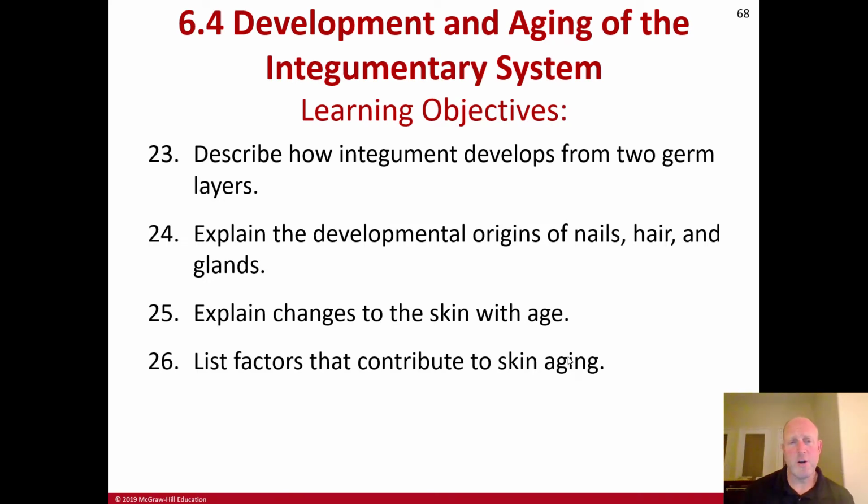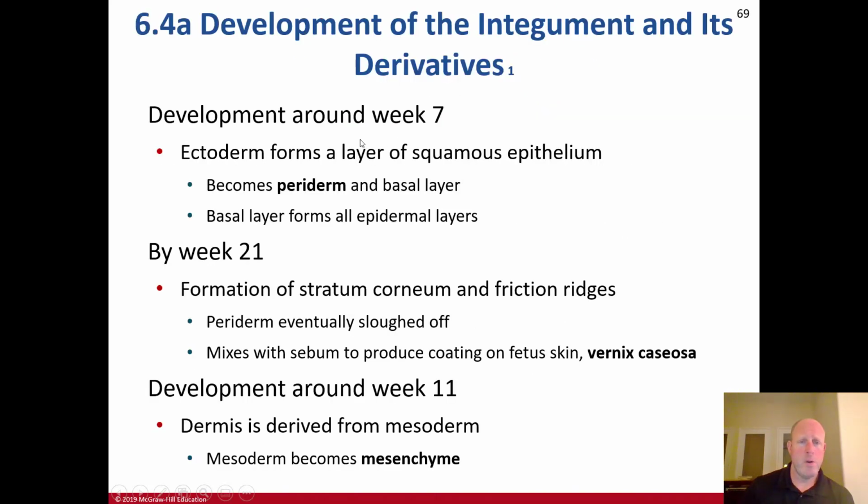We're now going to discuss our final section of the integumentary system, talking about development and aging of the integumentary system. The integument develops from 2 germ layers, and we should know that, and we should know the developmental origins of the nails, hair, and the glands, be able to explain the changes to the skin with age, and list factors that contribute to skin aging.